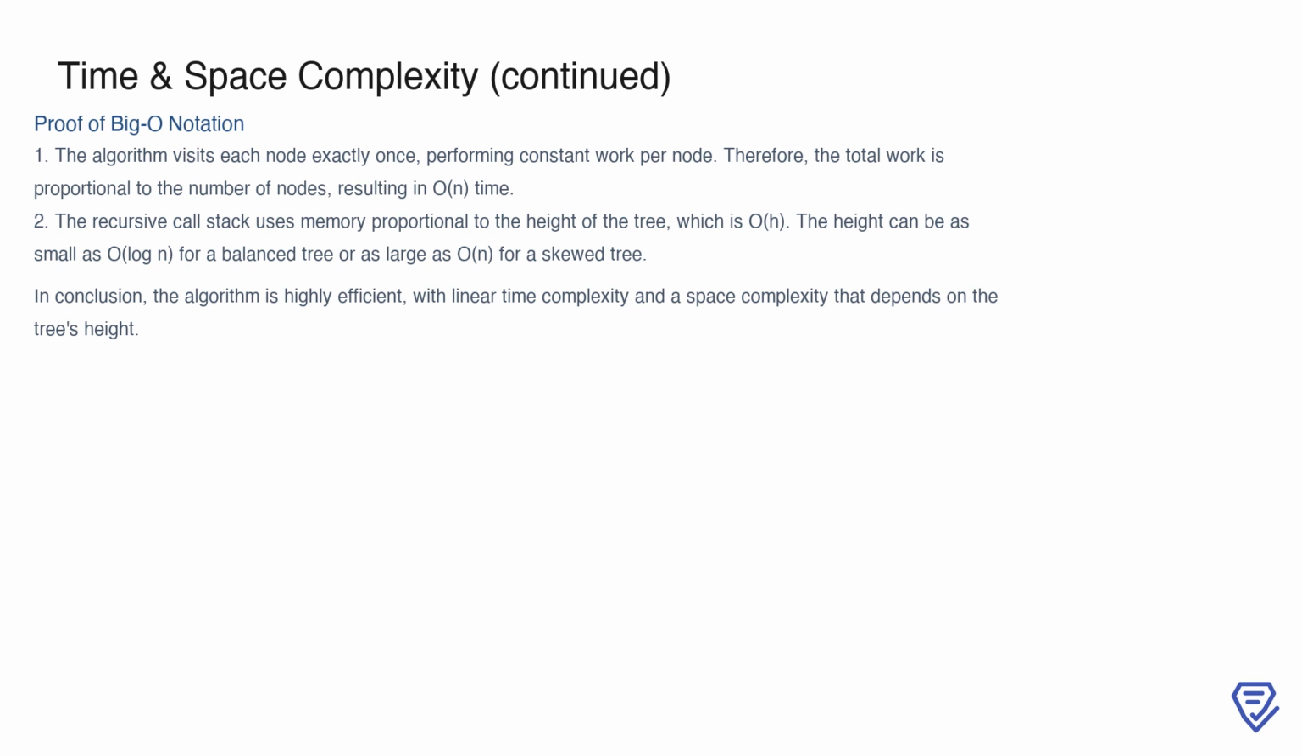For space complexity, the recursive call stack is the primary factor. The memory usage depends on the height of the tree, which is h. For a balanced tree, the height is log n, leading to a space complexity of O(log n). For a skewed tree, the height becomes n, and the space complexity increases to O(n). In conclusion, this algorithm is highly efficient, with a linear time complexity and a space complexity that scales with the height of the tree, demonstrating its suitability for handling both small and large binary trees effectively.